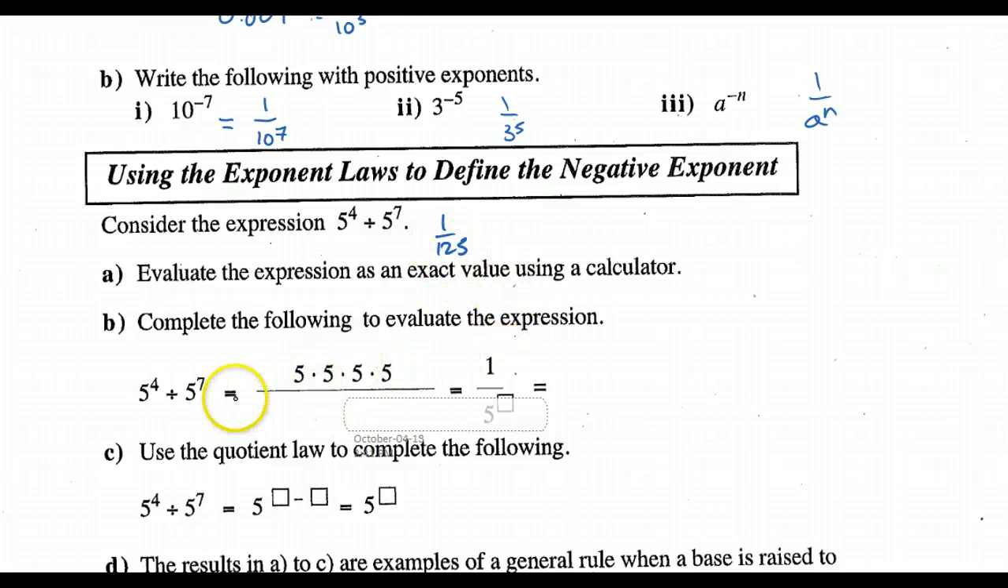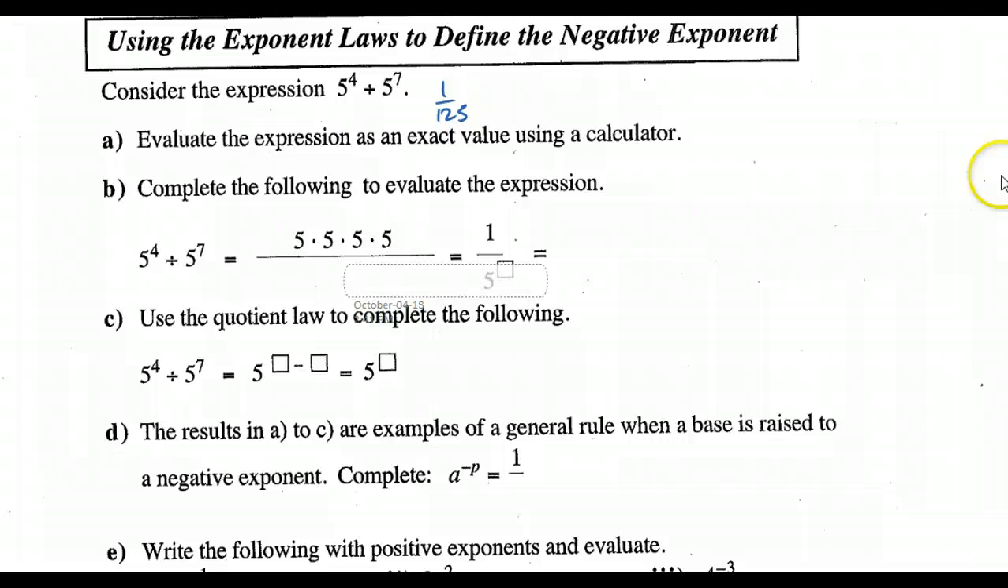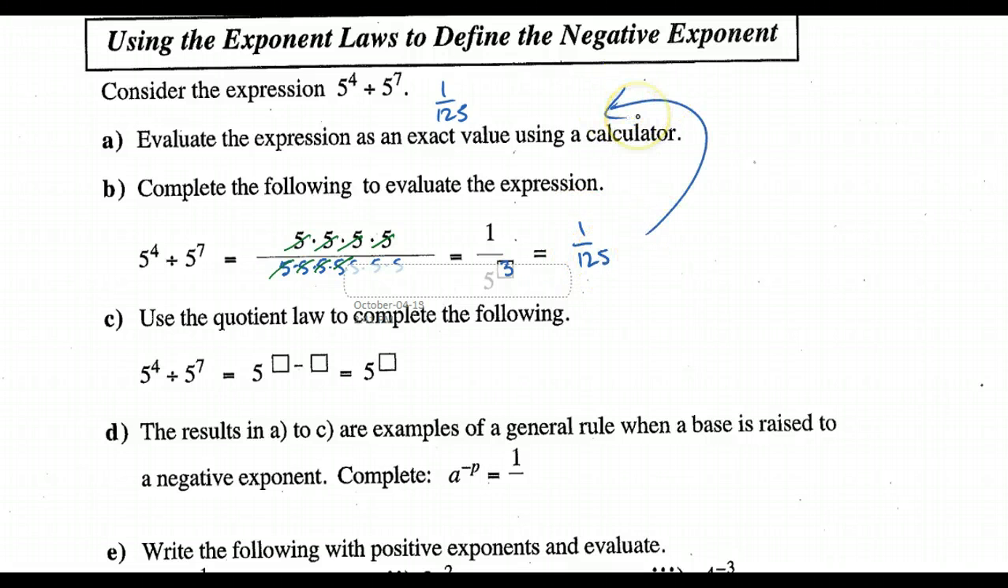To evaluate the expression, let's look at this in full detail. I have 5 to the power of 4 divided by 5 to the power of 7. So I have 5 times 5 times 5 times 5 times 5 times 5 times 5. That's 1, 2, 3, 4, 5, 6, 7. If I have that as my denominator, I can just start crossing out some 5s, and I'm left with 5 to the 3 on the bottom. All the 5s are gone on the top, so there's a 1 there. We write a 1, and then on the bottom 5 to the 3. And 5 to the 3 is 125, so the answer is 1 over 125.